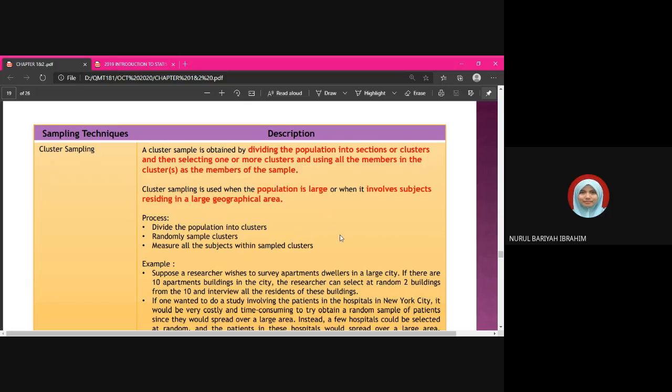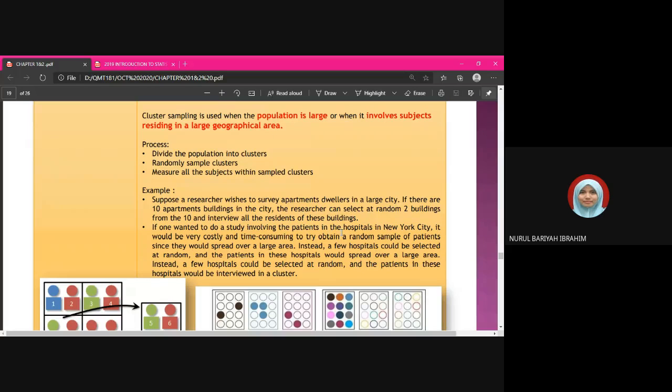Itu beza dia. So the process is, first we need to determine the clusters first. Okay, according to your study lah. Depends pada your study. Okay, kita divide the population into clusters and then we select randomly sample clusters. Kita select sample clusters sahaja. Kita select several clusters and then measure all the subjects within the sample clusters.